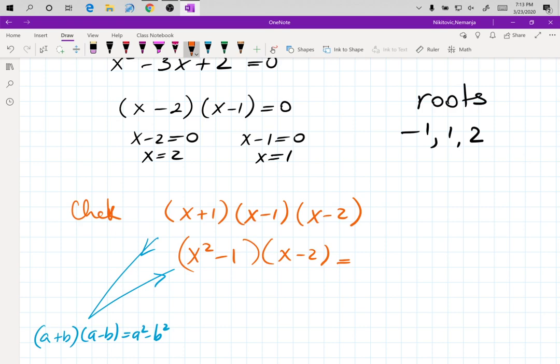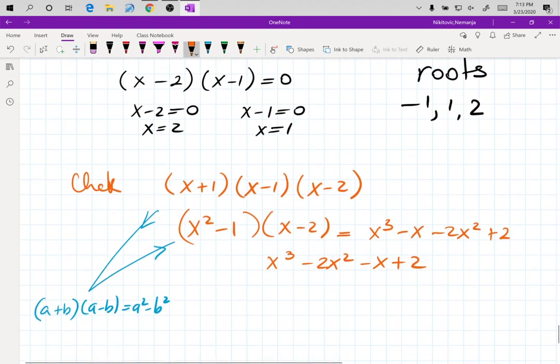And now we have the final foiling here. We get x cubed minus x minus 2x squared plus 2. So that's what we have. And now we have x cubed minus 2x squared minus x plus 2, which matches our original problem. And that's it.